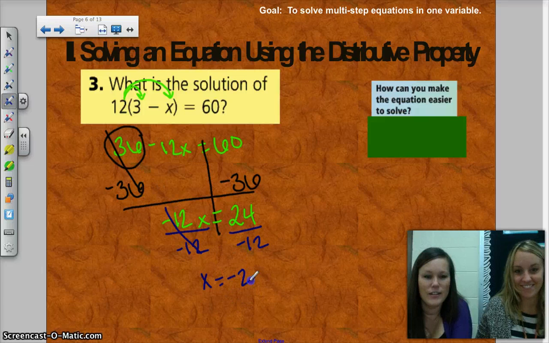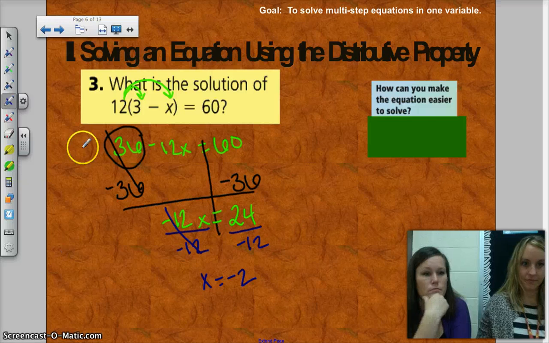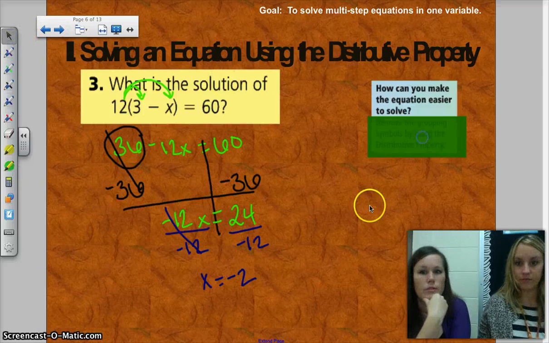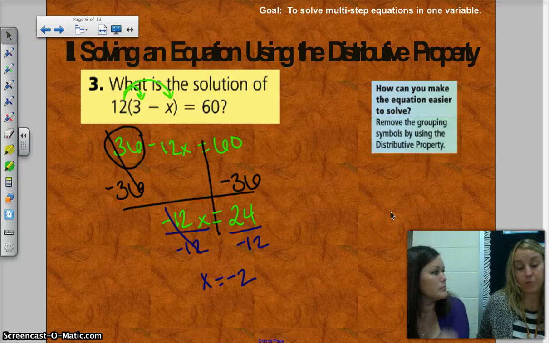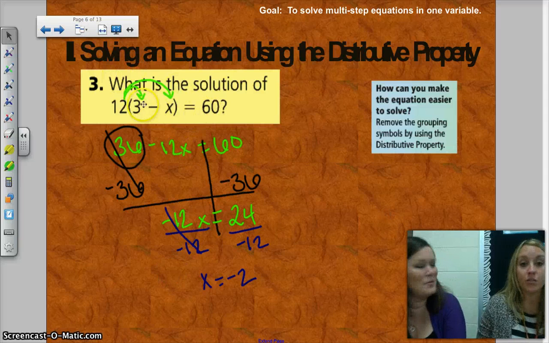Okay. All right. How can you make the equation easier to solve? Well, the distributive property. Yeah. Remove the grouping symbols by using the distributive property. So again, you just plug this in.